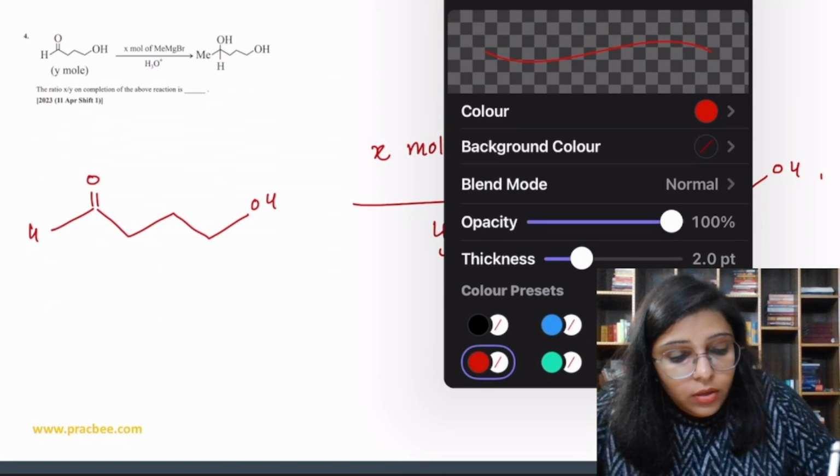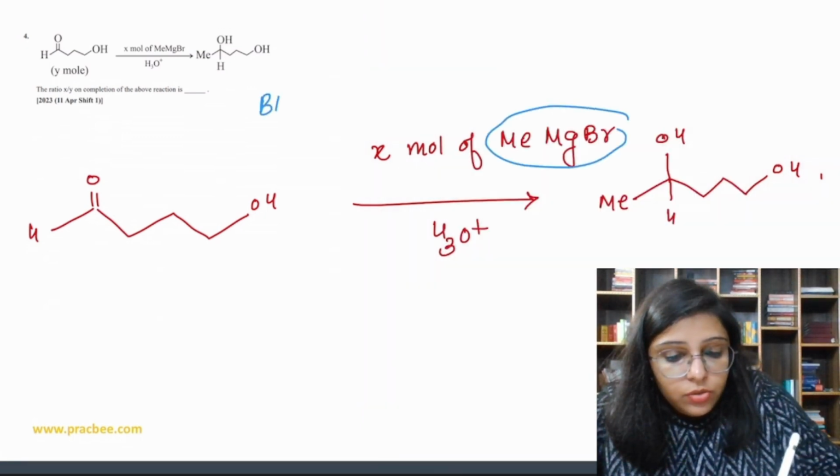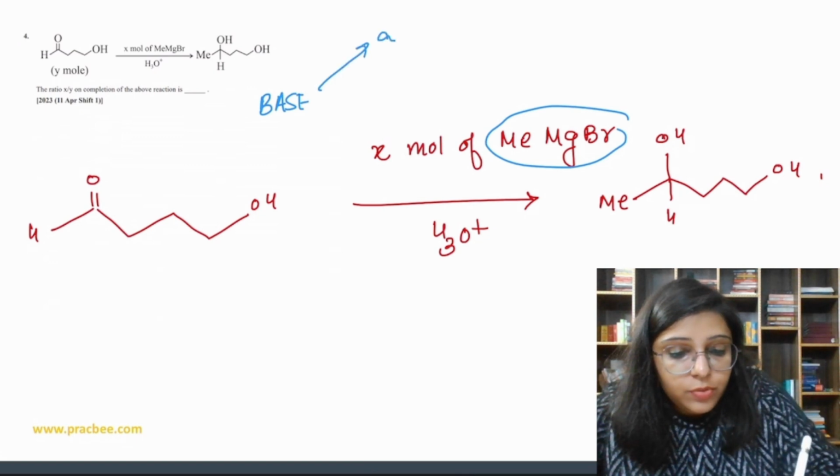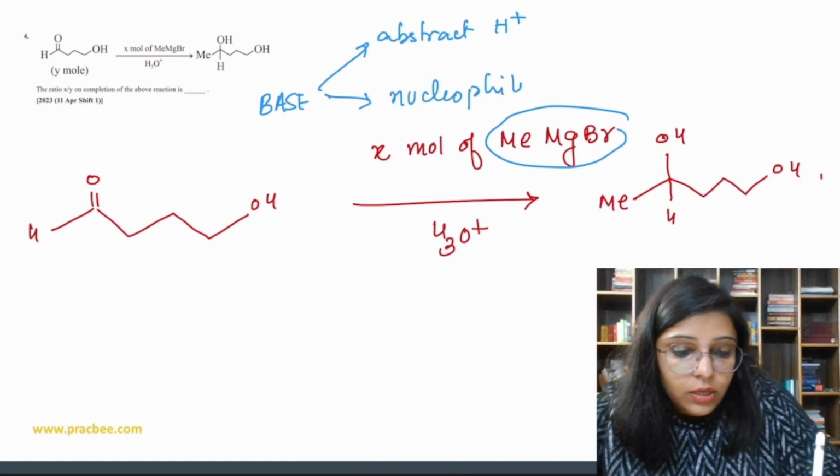So see, this Grignard reagent is a base. So the first function is to abstract a proton. It is going to act as a base, and in the second step it can show a nucleophilic addition reaction.